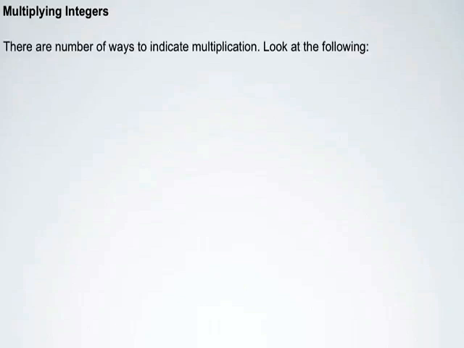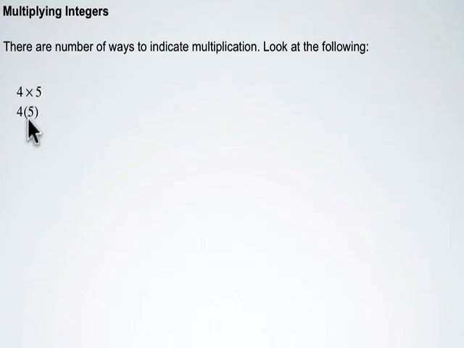So now if we look at just multiplying integers and the mathematics around it, the first thing we need to do is remember all the different ways that are used to indicate that you need to multiply. The first one is 4 times 5. We understand this multiplication symbol and that it means to multiply.